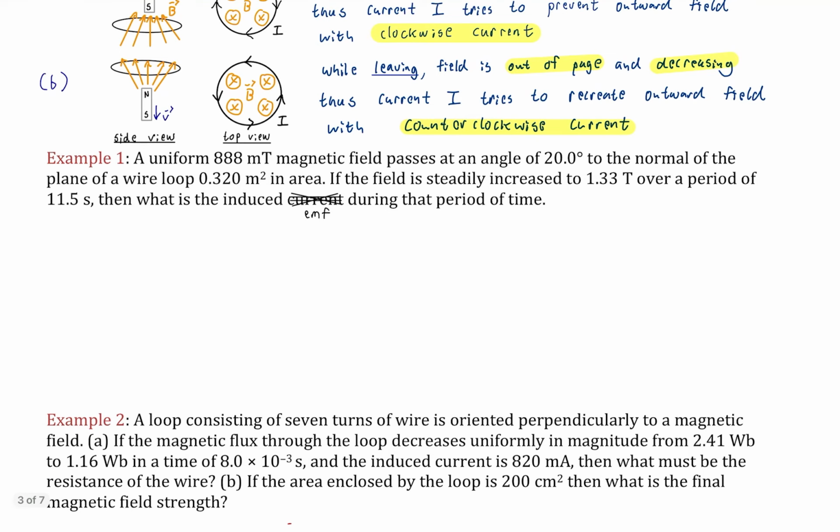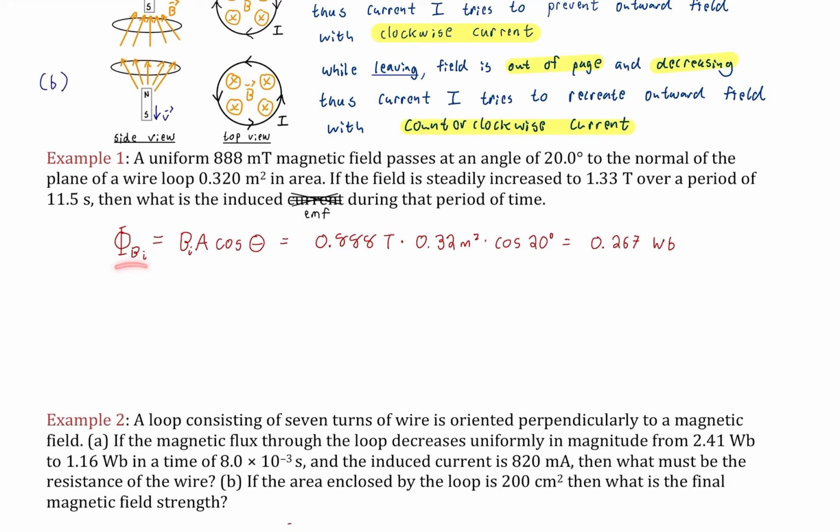Example 1. A uniform 888 millitesla magnetic field passes at an angle of 20 degrees to the normal of the plane of a wire loop of 0.32 square meters in area. If the field is steadily increased to 1.33 teslas over a period of 11.5 seconds, then what is the induced EMF during that period of time? I just had the wrong word here. It should say EMF. I went ahead and just calculated the magnetic flux in both cases. You don't need to do this as a separate step, but since this is the first time we're doing it.